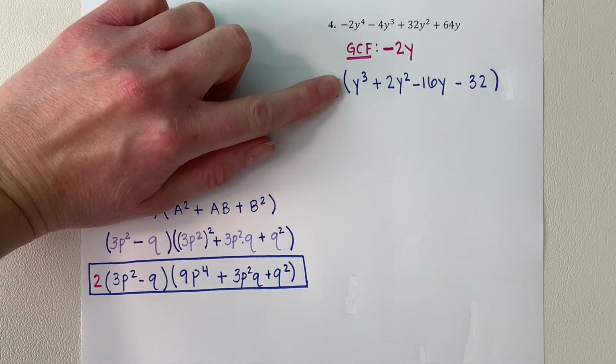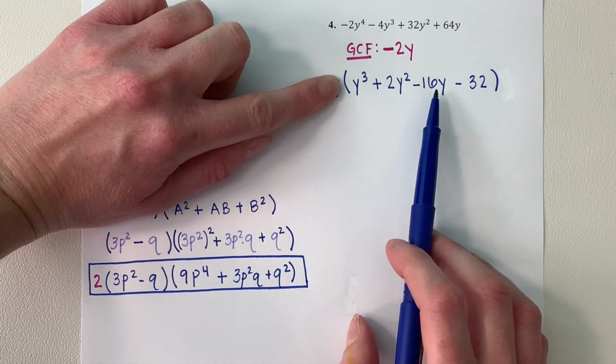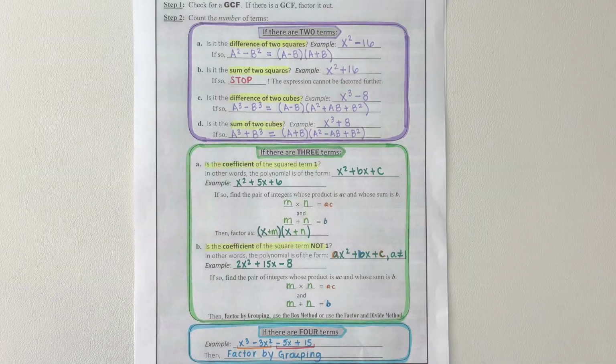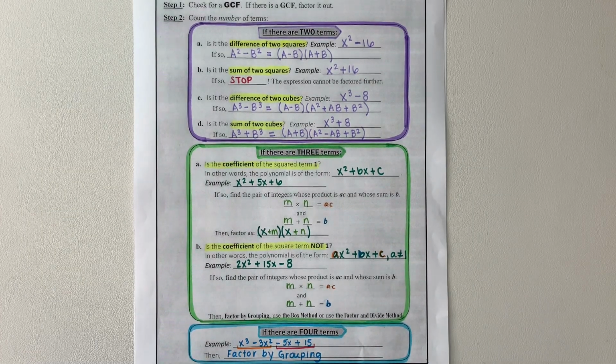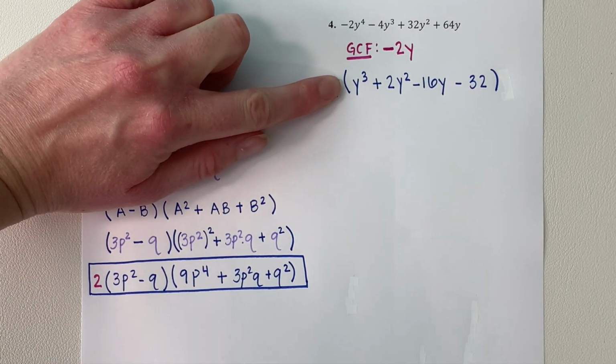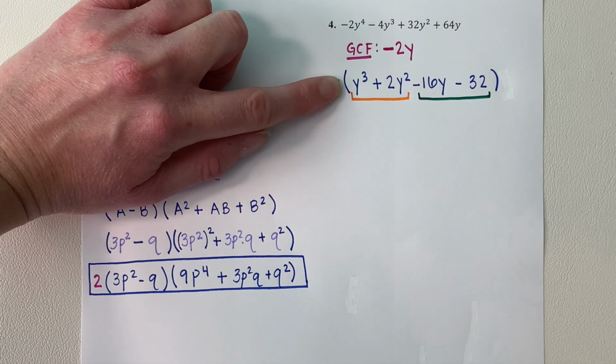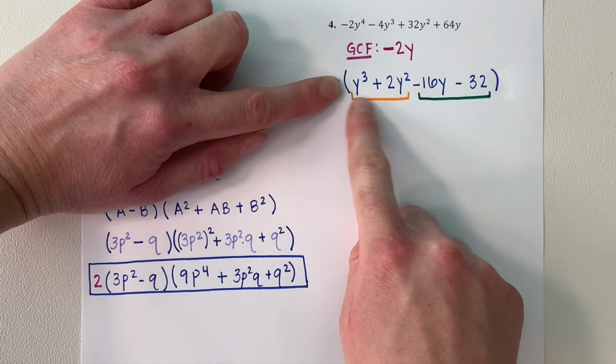The next step is to count the number of terms, because that will tell us which strategy to use. Here we have 1, 2, 3, 4 terms. If we look back at the first page, for problems involving 4 terms, we look at this box down here. And for problems involving 4 terms, we factor by grouping. So again, we're going to ignore the GCF for the time being and focus on this expression here. Let's group the first 2 terms together and the last 2 terms together. We'll start by focusing on these first 2 terms.